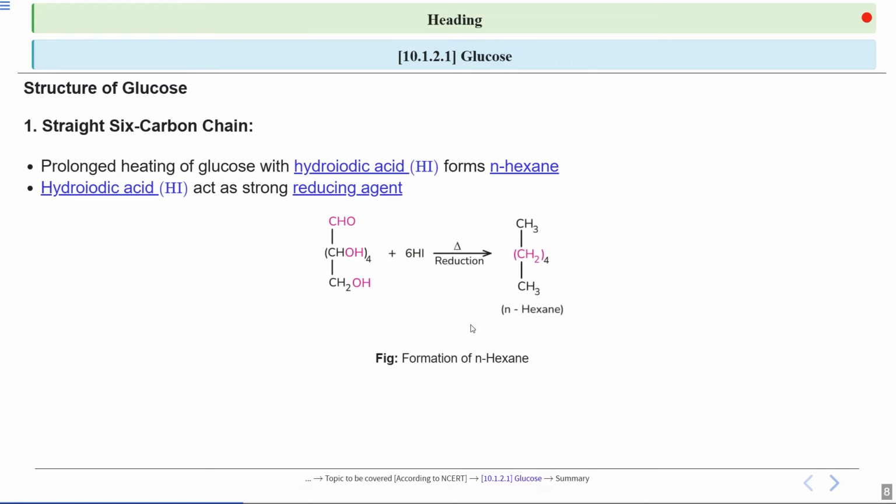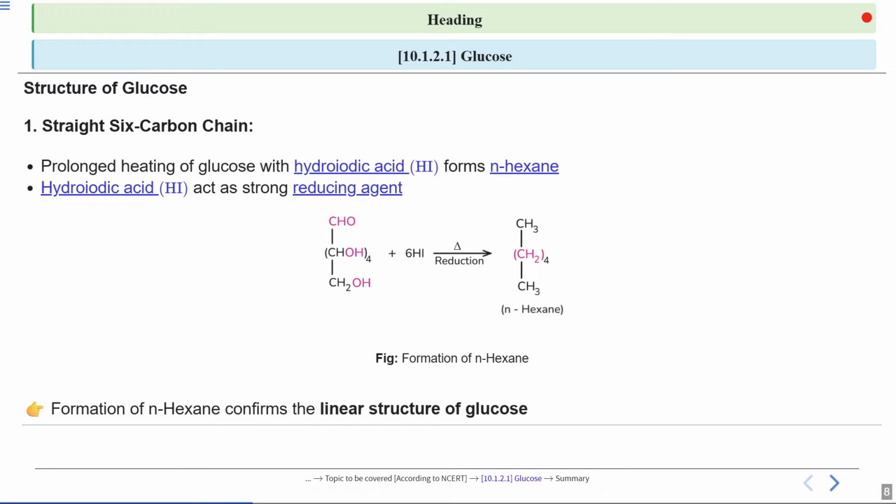See, the 6 carbon atoms from glucose end up in a straight chain, which is n-hexane. So this is the formation of n-hexane. It has 4, 5 and 6 carbon atoms arranged in a straight line. So the formation of n-hexane from glucose confirms that glucose has a linear structure.